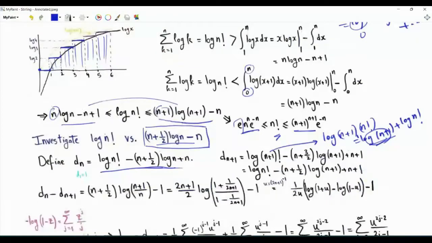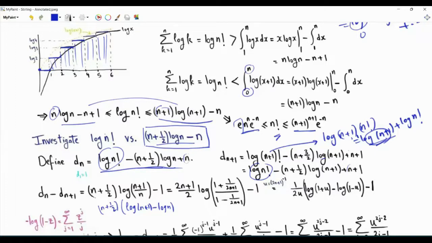Now take the difference, so d_n minus d_{n+1}. After doing this step, we have cancellation. So this will go with this, and there is an n here, and there is an n there. So that's nice. And we end up just with (n plus 1/2). So when we do the subtraction, we get here (n plus 1/2) log(n+1), and then from here minus log n. So this was originally (n plus 1/2) log(n+1) minus log n.